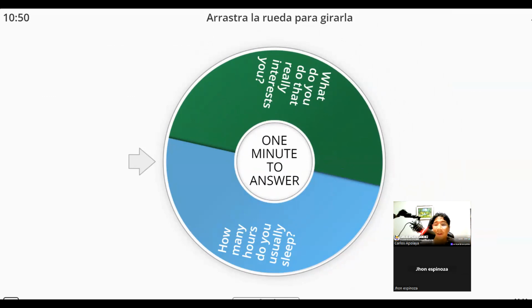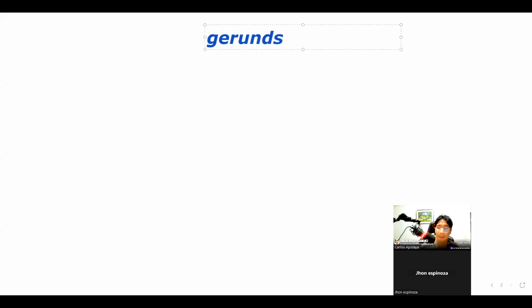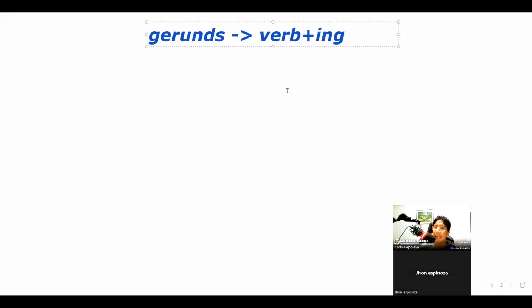This is part of our first lesson. The lesson is called gerunds. Do you remember the gerunds? Gerunds means that you have a verb and then you add -ing. You get it? Okay. For example, gerunds: verb plus -ing.